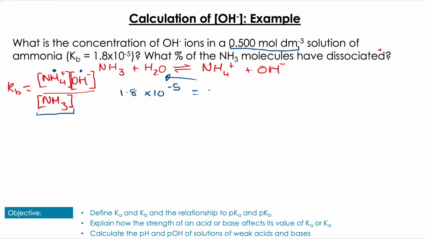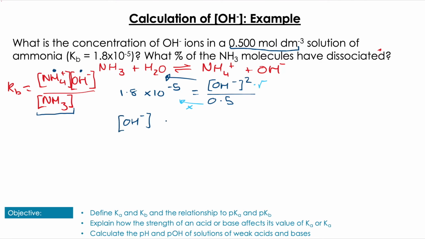Now all I have to do is I just have to start plugging my numbers in. So I've been given the Kb, which is 1.8 times 10 to the minus 5. And because the equation is 1-to-1, just like with Kw, I can say that the concentration of OH minus is squared. I could also say the concentration of NH4 is squared, but this works better for our calculations. And I also put 0.5 on the bottom of the fraction from the concentration given to us in the question. Then we can see that all I have to do now is multiply through by 0.5 and then square root the whole other term, and then that is going to give me my OH minus concentration.